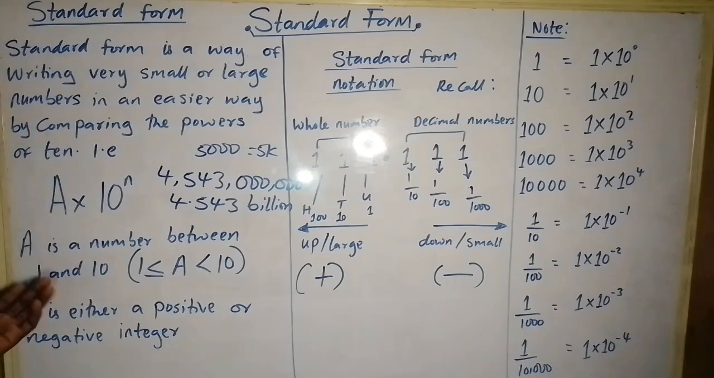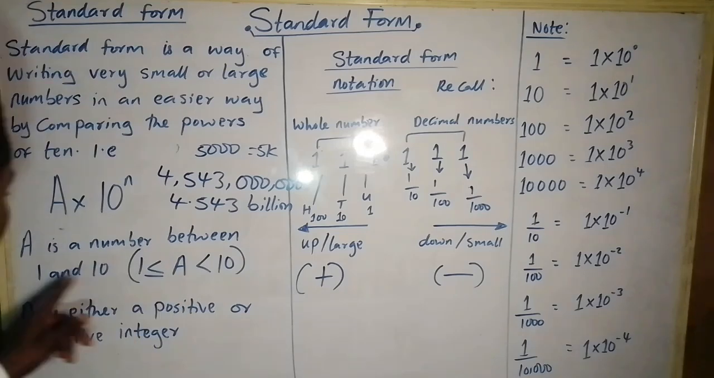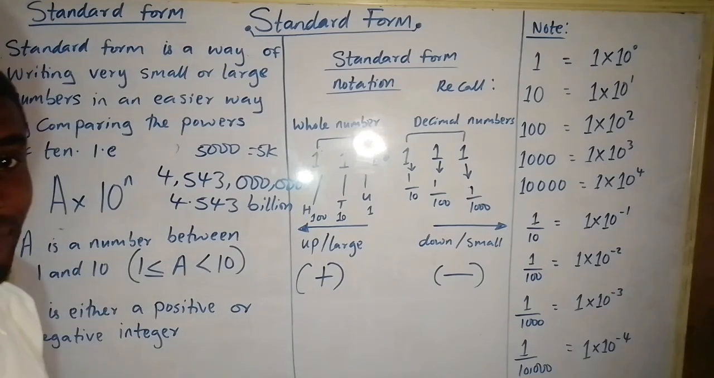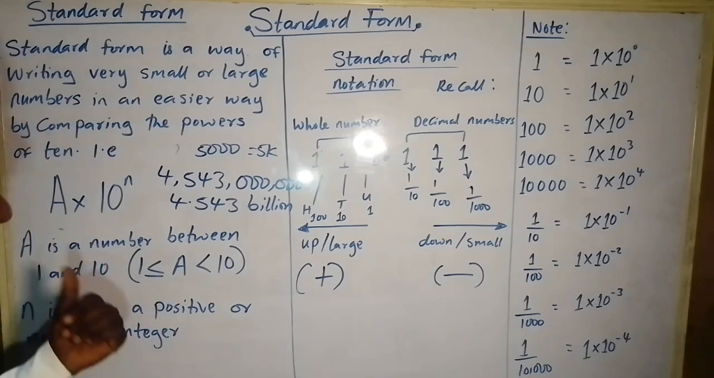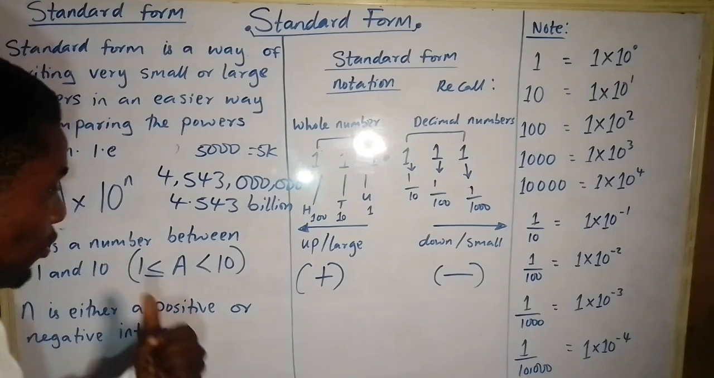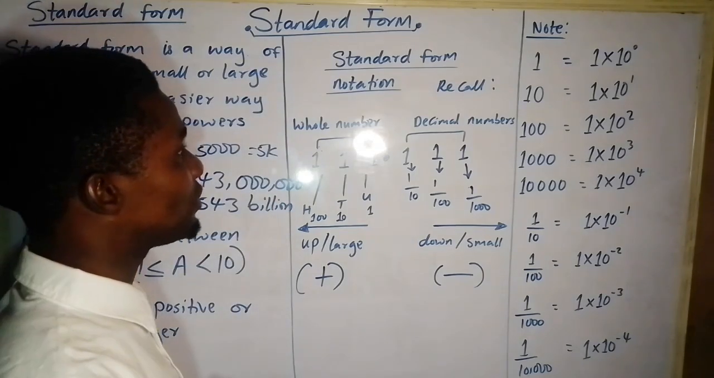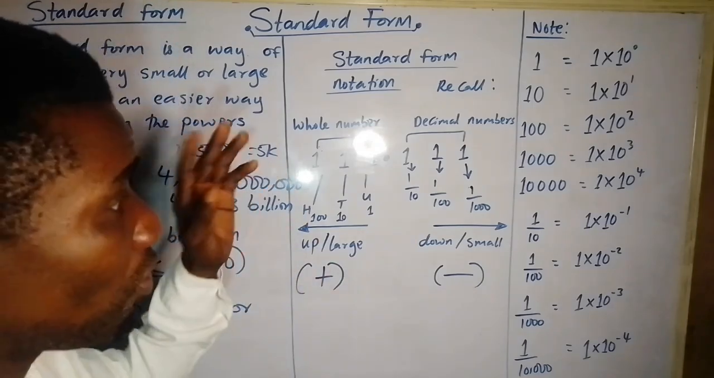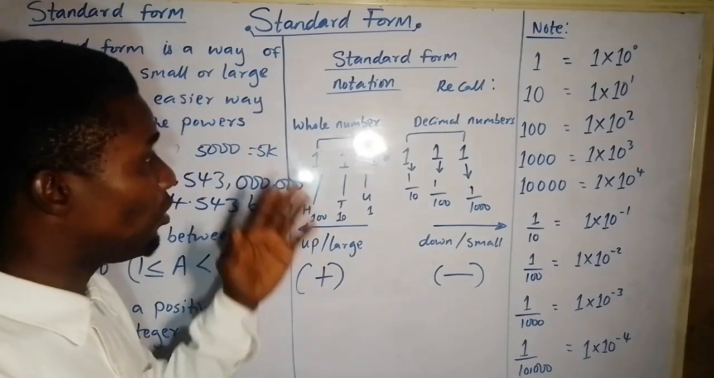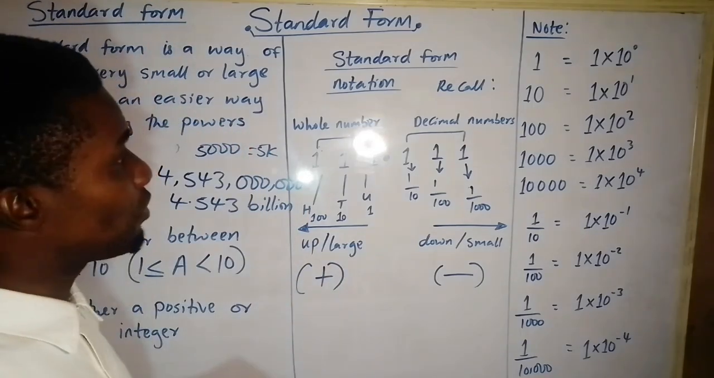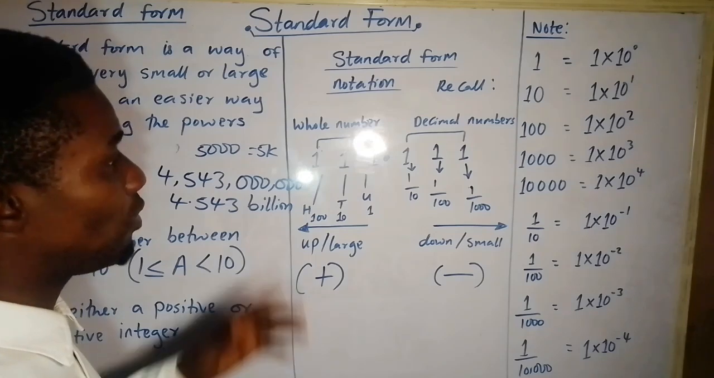So A is a number between 1 and 10. That is, A is greater than or equal to 1 and less than 10. Let's talk about the standard form notation. Let's recall our previous knowledge on place value.